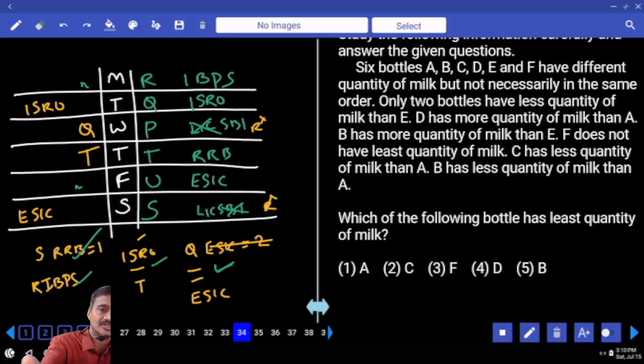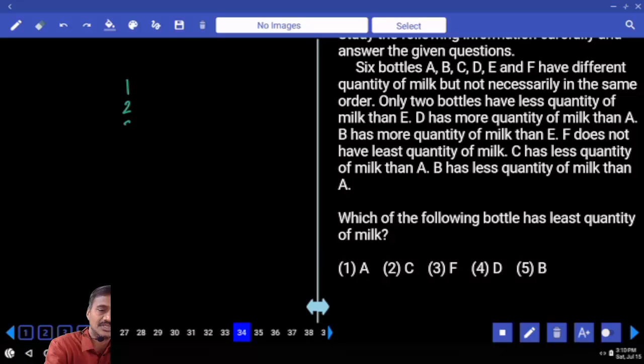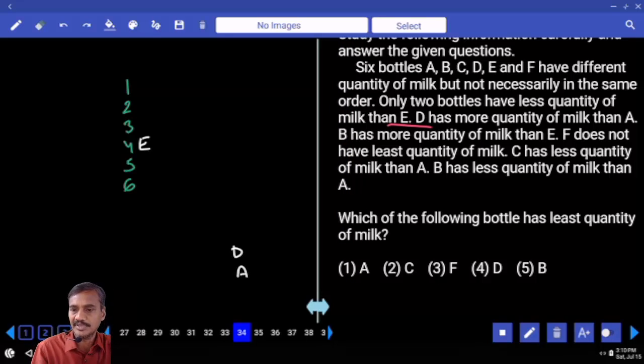Now 6 bottles were there. Now 1, 2, 3, 4, 5, 6. Then in this case, now among these 6, only 2 have less quantity of milk than E. Now milk than E, there must be only 2. And D has more quantity than A. D is more than A, and B has more quantity than E. Now B is having more quantity than E. F does not have the least quantity of milk. F cannot be at the 6th place.